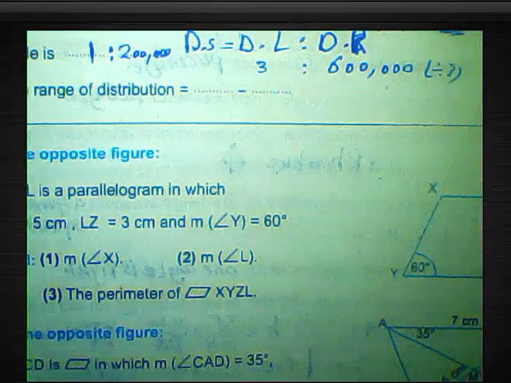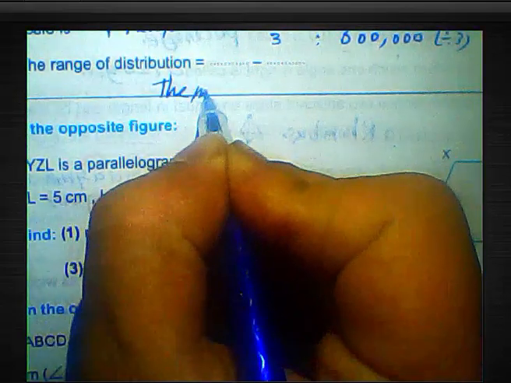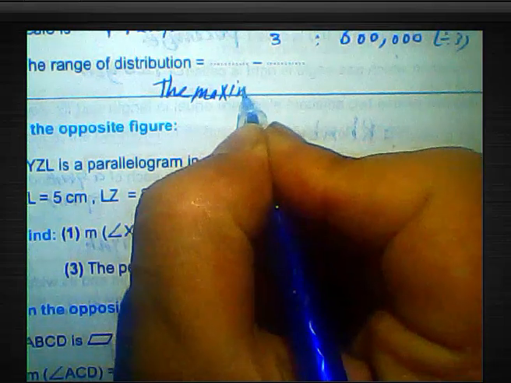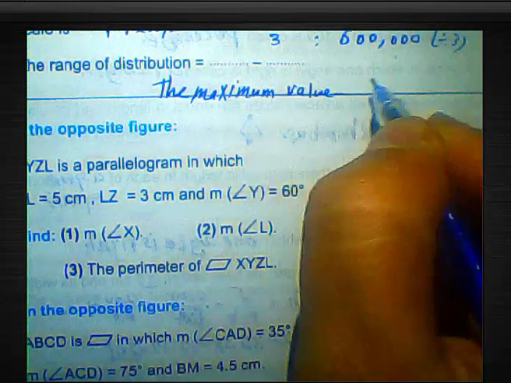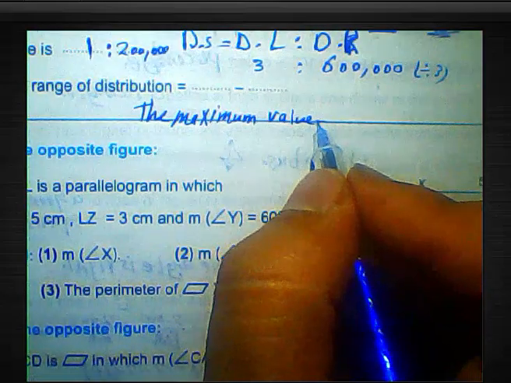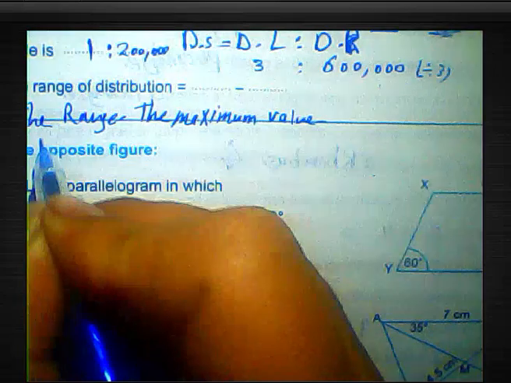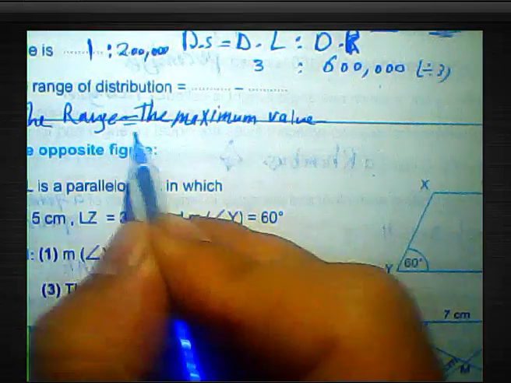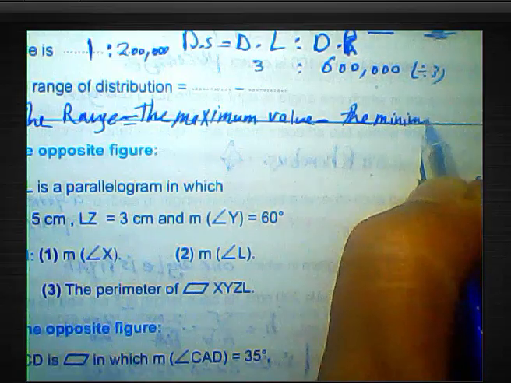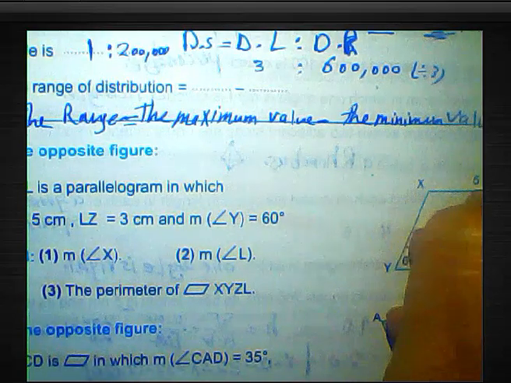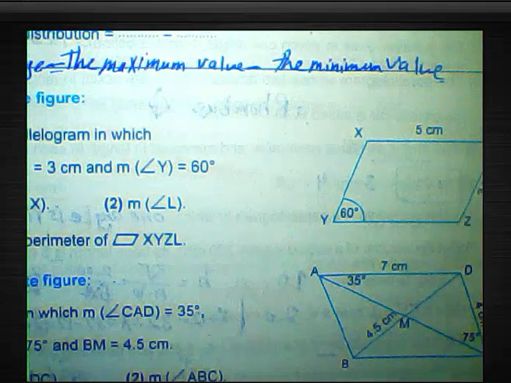The range of distribution equals the maximum value subtract the minimum value. It is the range. The range equals the maximum value subtract the minimum value.